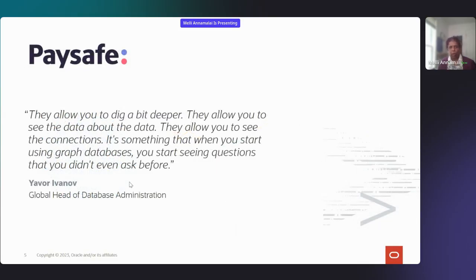I'm sharing a quote from one of our customers that graphs, by seeing the connections, allow you to dig a little deeper into your data and ask questions that you might not have thought to ask before. So graphs are powerful. Once again, it helps us see data not just as rows and columns, but also as a set of connected entities. Really powerful, really cool technology that has become a very hot topic.